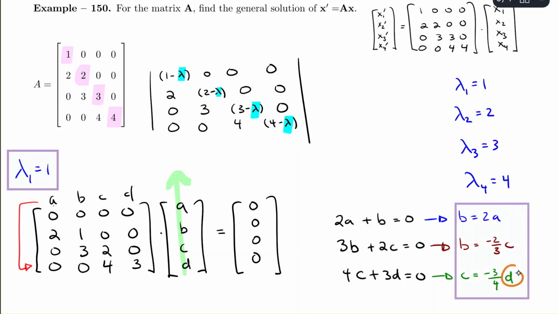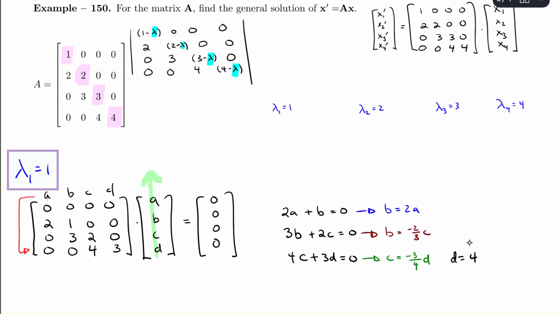Whatever D is, C is negative 3/4 of that. Whatever C is, B is negative 2/3 of that. Whatever B is, that's equal to 2 times A. So let's pick a value for D. And in order to cancel the fractions nicely, since we can pick any value, we'll pick a nice one. Let's pick D is equal to 4. So if D equals 4, then C should be negative 3/4 times 4, which would give me negative 3.